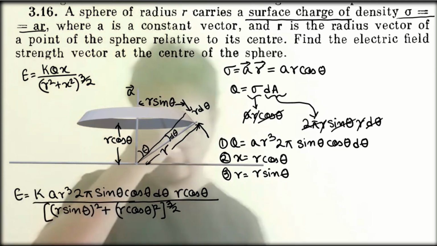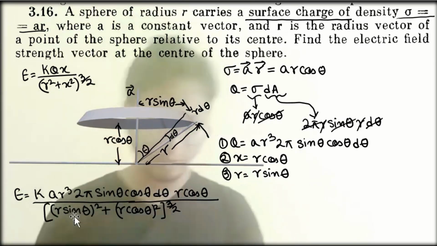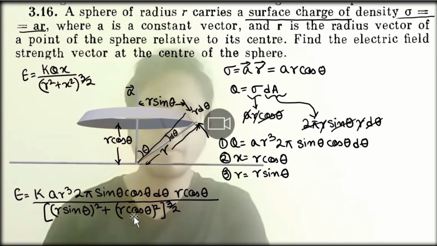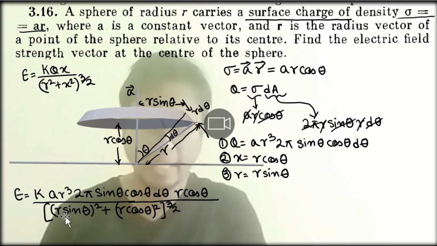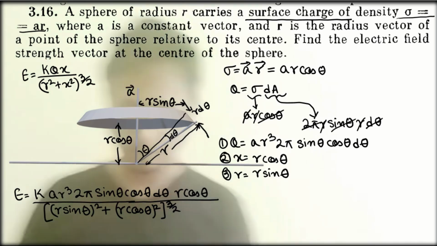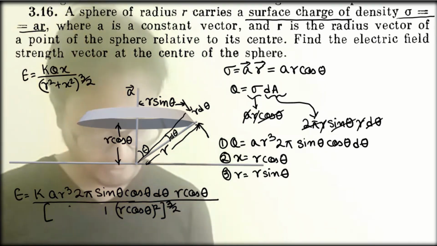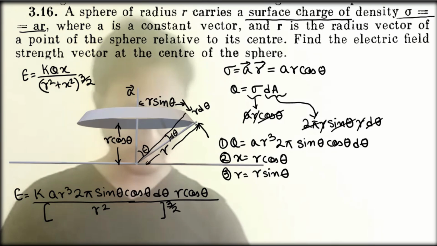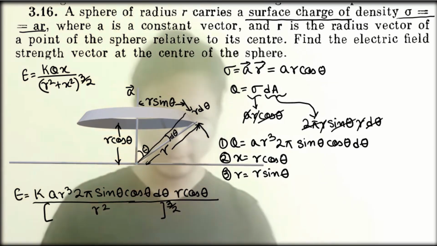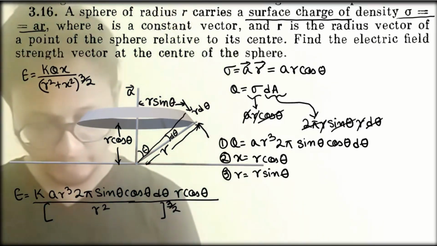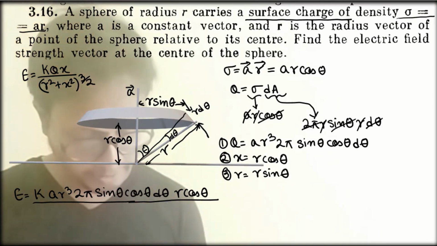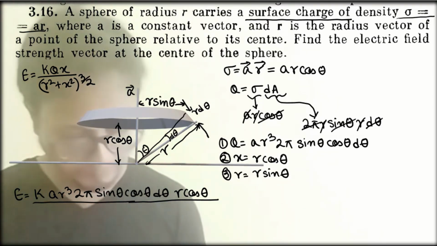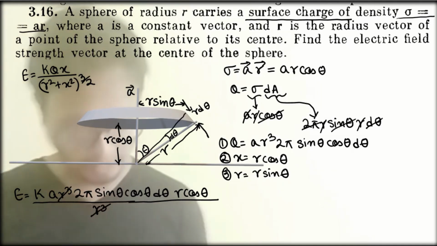Now see, this R sine theta will become R square sine square theta, and this R cos theta will become R square cos square theta. If I take R square common, it will be R square into sine square theta plus cos square theta. And what is sine square theta plus cos square theta? 1. So the entire denominator would be R square, and R square to the power 3 by 2 is nothing but R cube. So the entire denominator would be R cube. This R cube and this R cube would get cancelled.